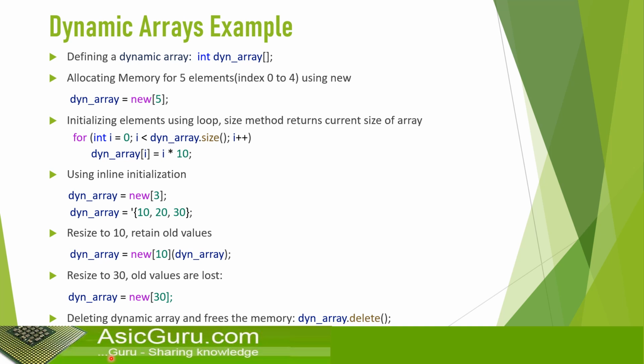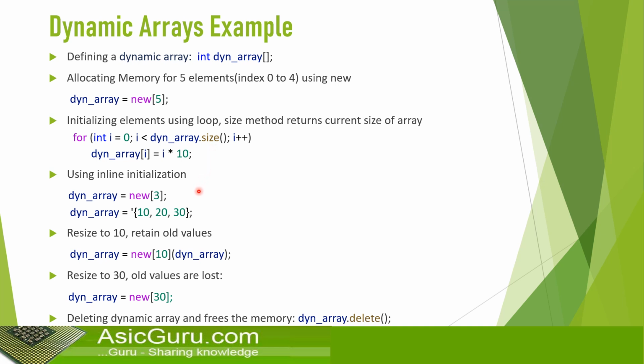Now let's understand how to define, allocate, initialize, and do other operations on the dynamic array using this example. Here we have declared an initial array, and you can see we have not specified any size. Next, we are allocating memory for 5 elements, indexing from 0 to 4, using the new operator. This sets the initial size dynamically. For initialization, we are using a for loop. Inside this for loop, we are setting each element to a multiple of 10 based on its index, and it uses the size method to get the current size.